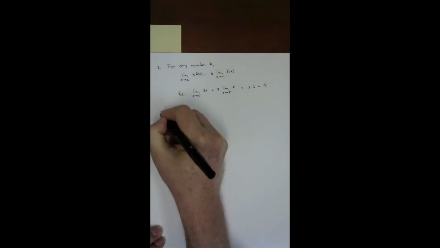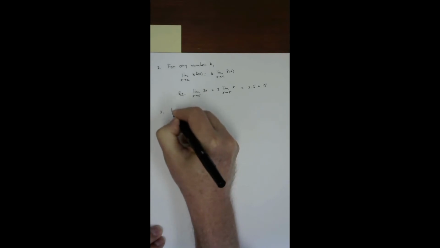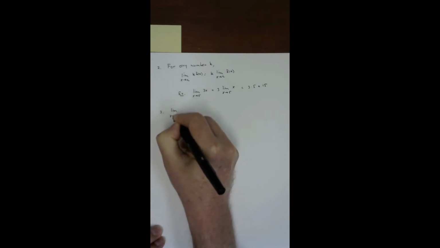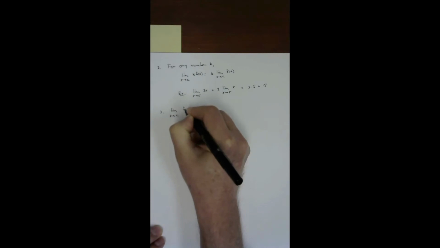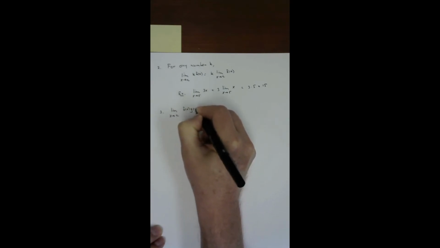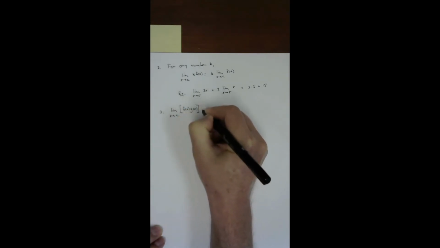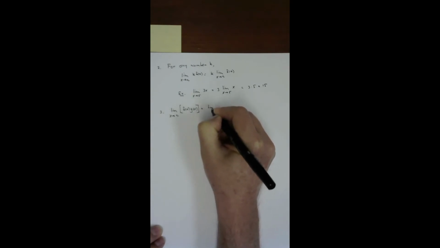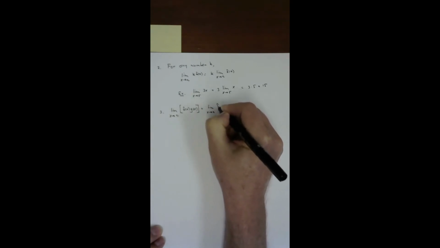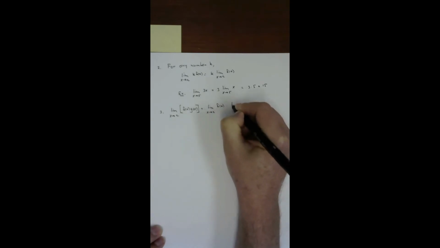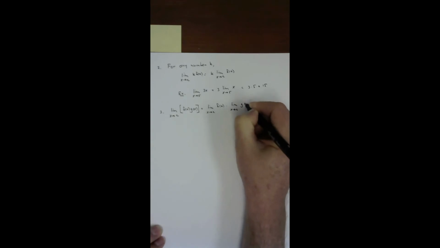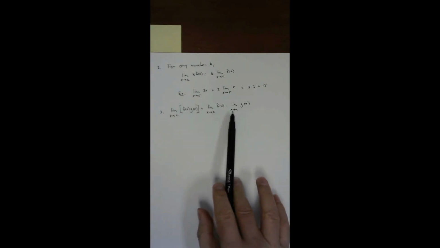The third limit law is the limit as x goes to c of f of x times g of x is equal to the limit as x goes to c of f of x times the limit as x goes to c of g of x. So we summarize this sometimes by saying that the limit of a product is the product of the limits.